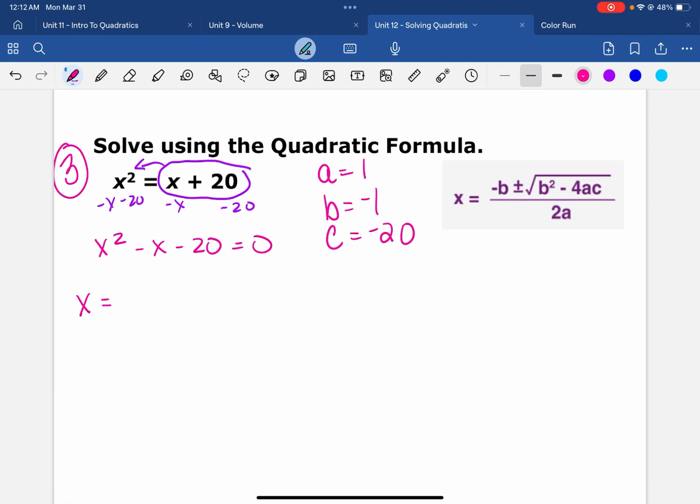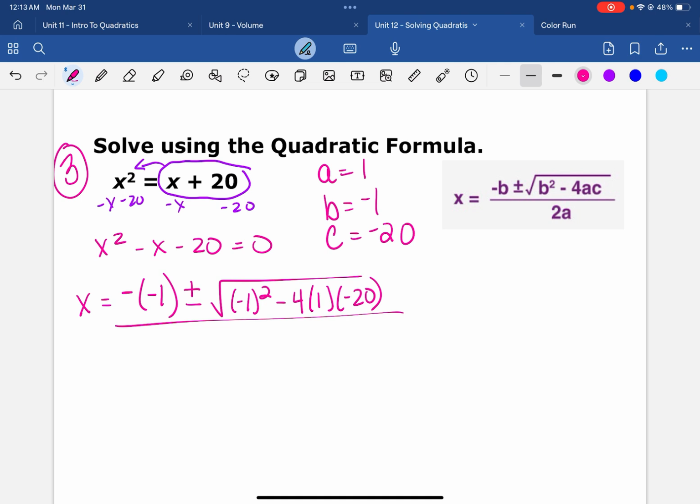So x is equal to -b, so that's negative, and then my b value is a -1, plus or minus the square root of b squared, so that's -1 squared, minus 4ac, so 4 times 1 times -20, all over 2 times a, so 2 times 1. Now we're ready to simplify.